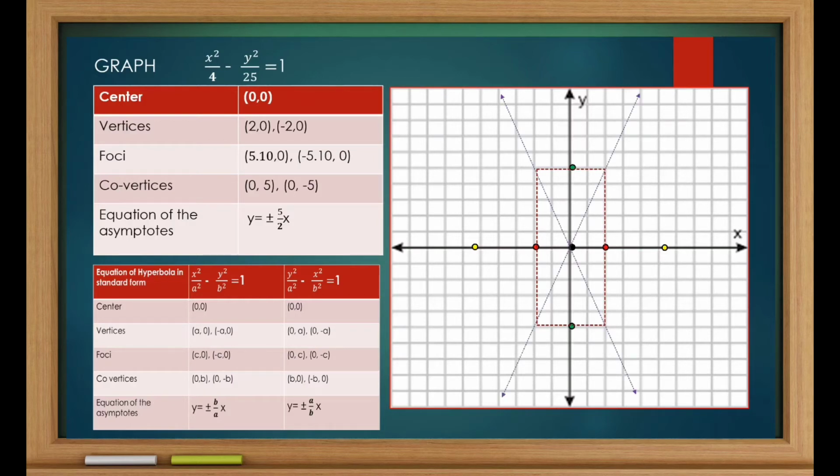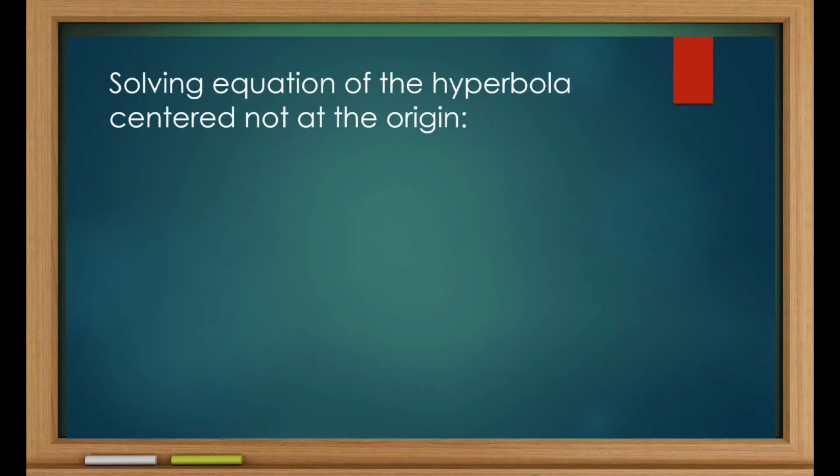Then the branches open to the left and to the right, since the variable on top of a is x. Then let's name this line y equals 5 over 2x, and the other one is y equals negative 5 over 2x.